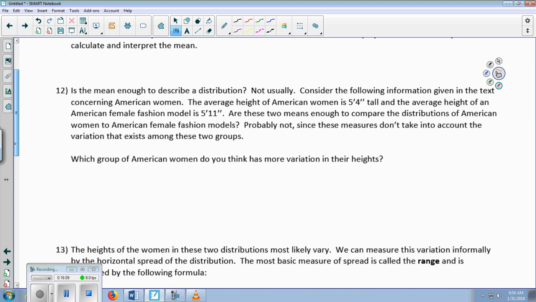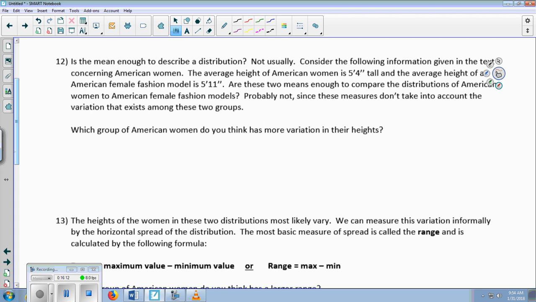Okay, I'm going to look here at number 12. Is the mean enough to describe a situation? So just mentioning the typical value, is that enough to give a picture of what the distribution looks like? No, not usually. Every time we describe a distribution, we want to describe the shape, center, and spread. In chapter 2, we did shape. We're starting to talk about center. And now we're going to look further into spread.